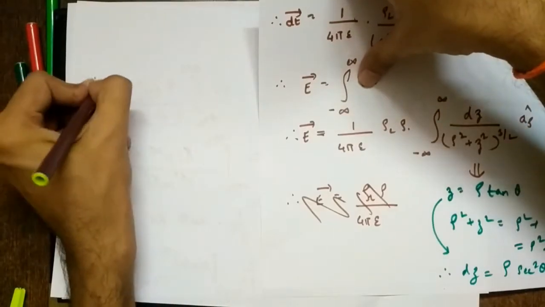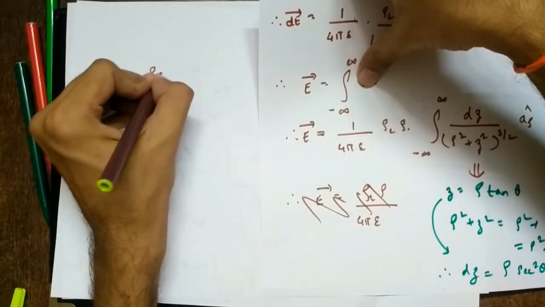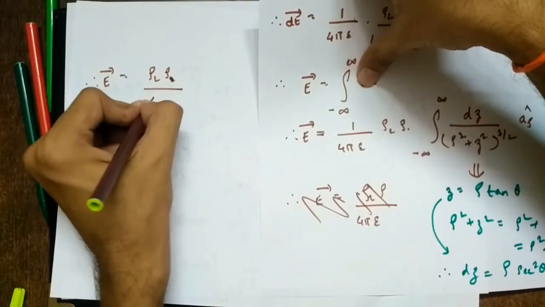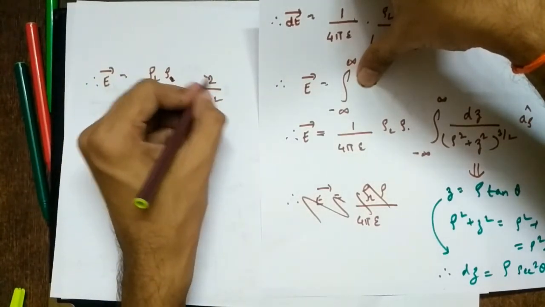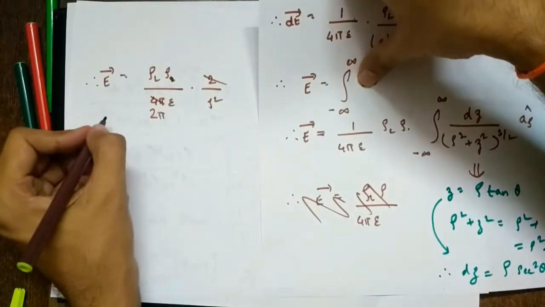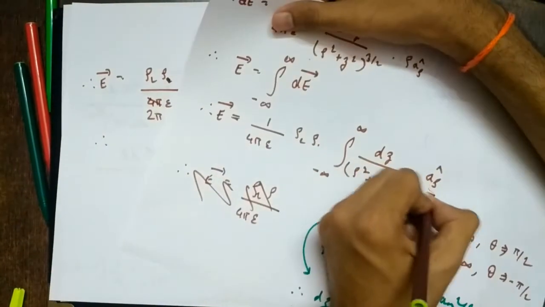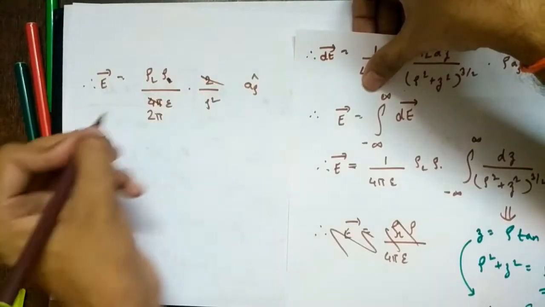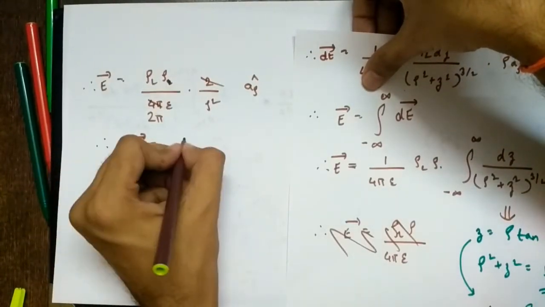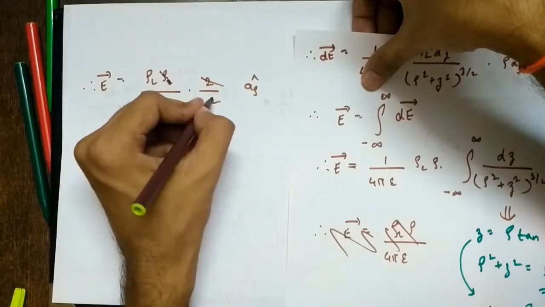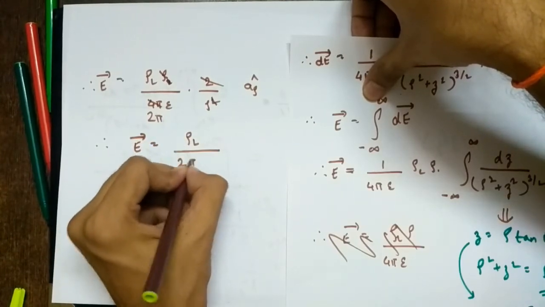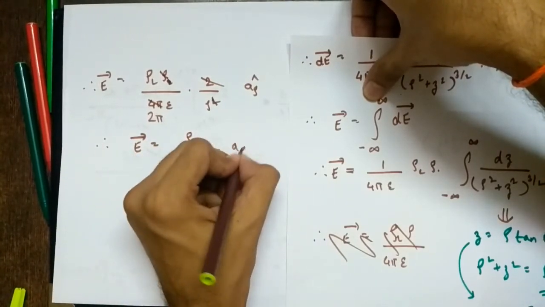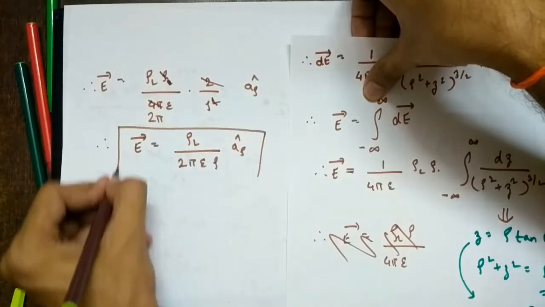So now we have this integral. Therefore E vector equals rho L into rho upon 4 pi epsilon into, what was it, 2 by rho square. So 2 into 2 pi gives 4 pi. And we have this rho arrow cap; remember, it is a vector. Therefore E vector equals, and this rho will get cancelled with this rho, so rho L by 2 pi epsilon rho arrow cap. So this is the required expression.